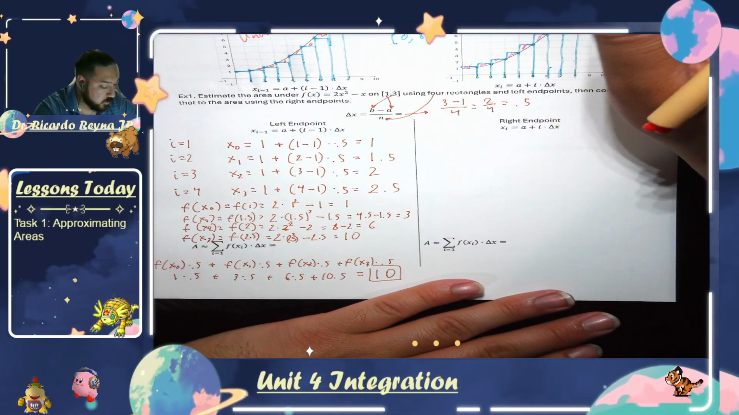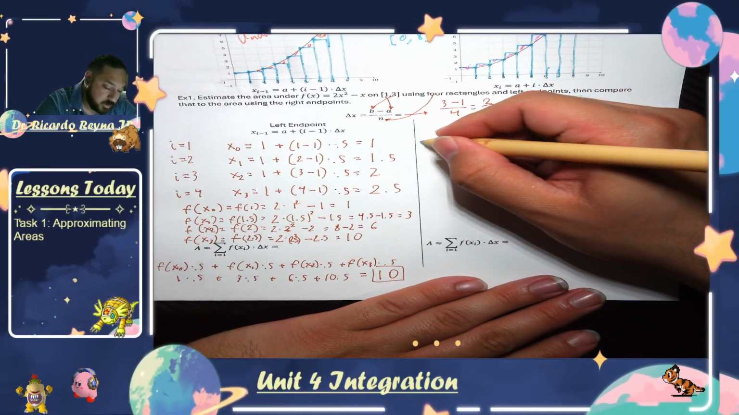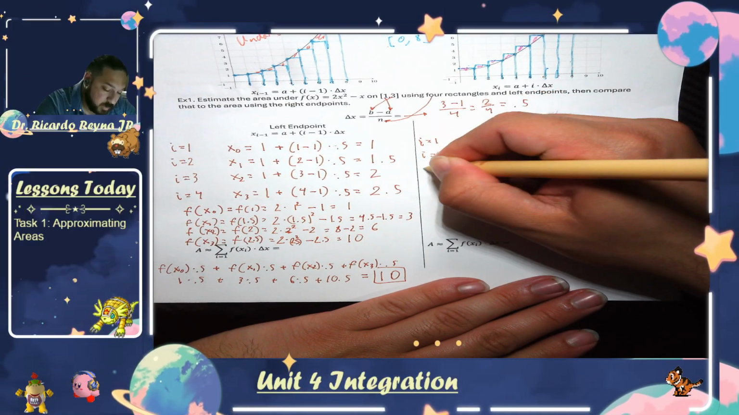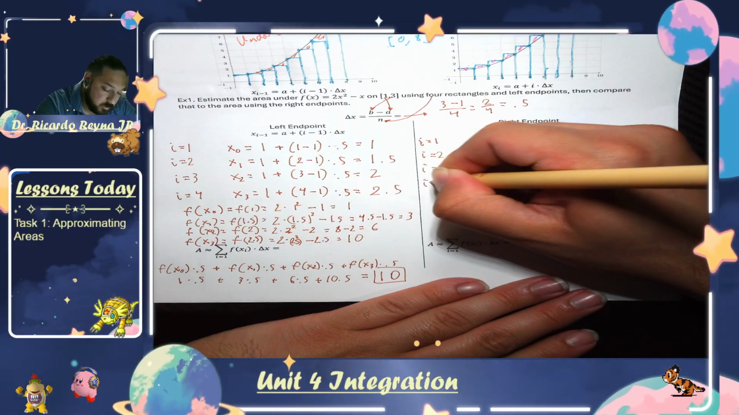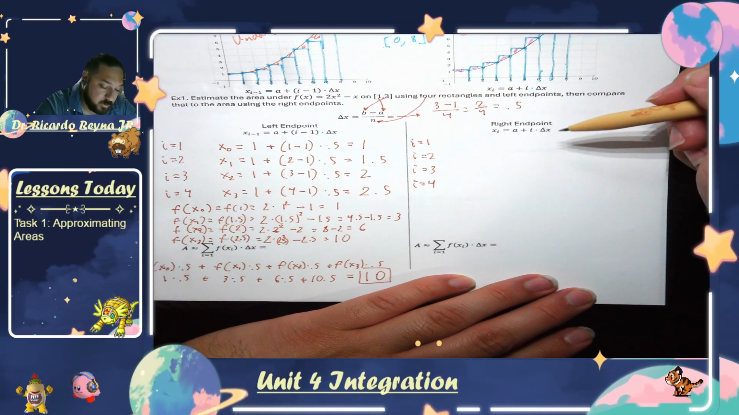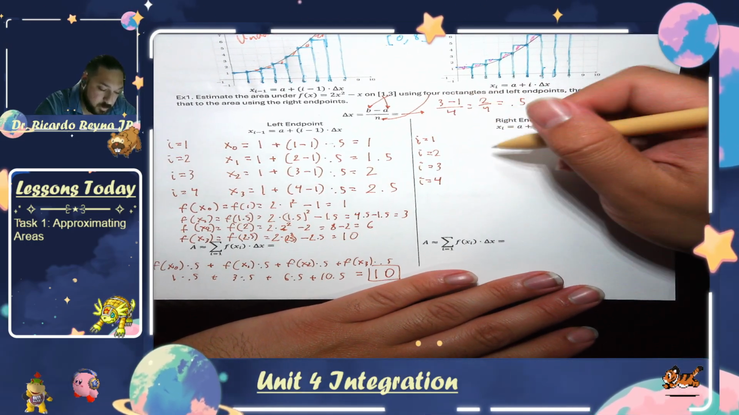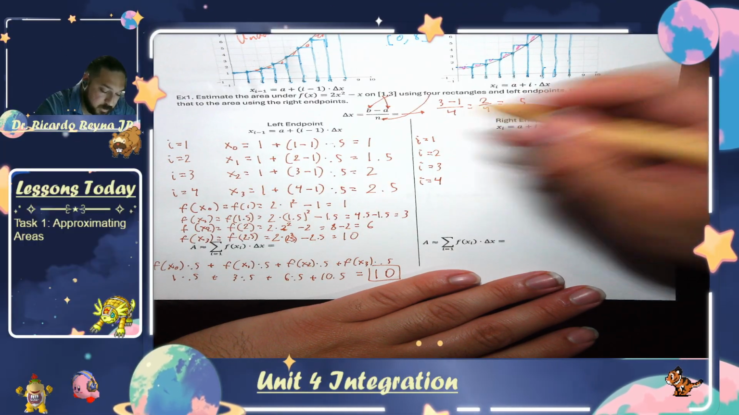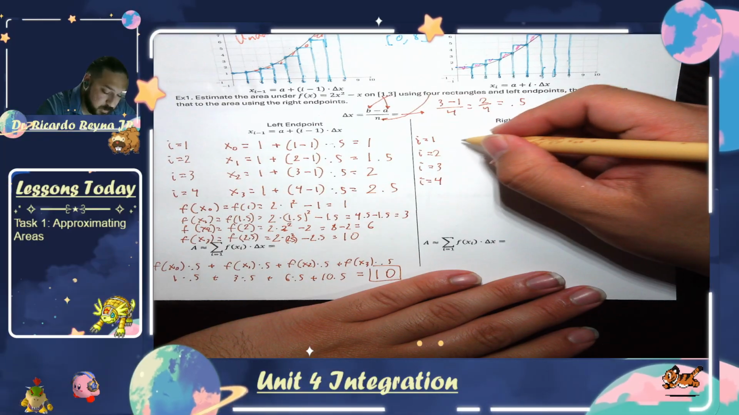So over here, you're going to follow a similar idea where everything is just i is equal to 1, i is equal to 2, i is equal to 3, i is equal to 4. You stop at 4 because we're only using 4 rectangles. So let's go ahead and get out these values. Let's plug it in.